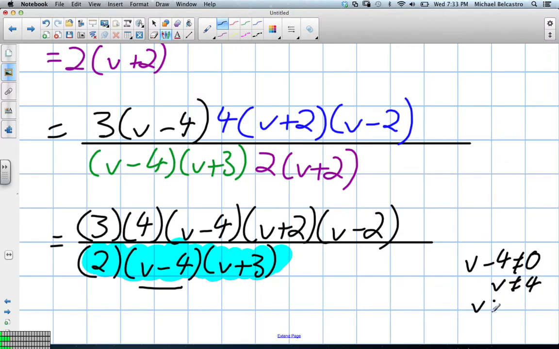And what about the other one, v plus 3? Cannot equal negative 3. Good. So our two restrictions are v cannot be 4. And v cannot be negative 3. Good. So we got our two restrictions.